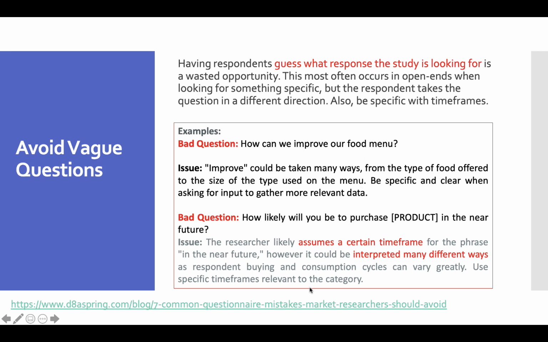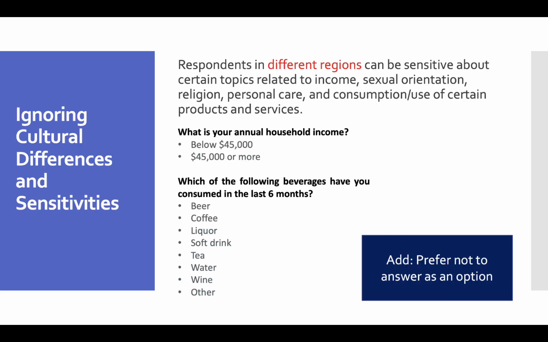The bad question would also be, how likely are you to purchase a product in the near future? The researcher doesn't know what the near future is, nor does the respondent. So be more specific. Say, in the next year, or the next month, or the next week. You can interpret near future in many ways. So be very clear and concise, particularly with time frames, particularly in what you're asking for.